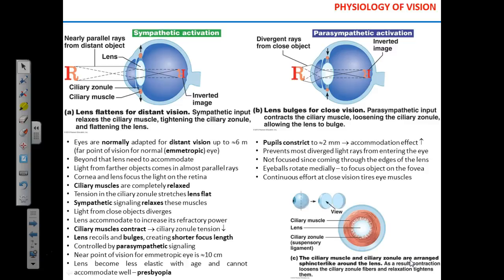The last but not least, far vision is under control of which branch of the ANS? Sympathetic, and the close vision is under control of parasympathetic. Would anyone dare to tell me which nerve, parasympathetic, sends the signals for reading?